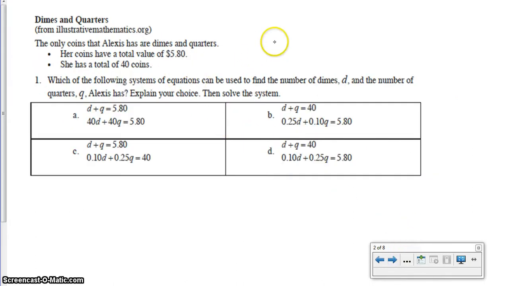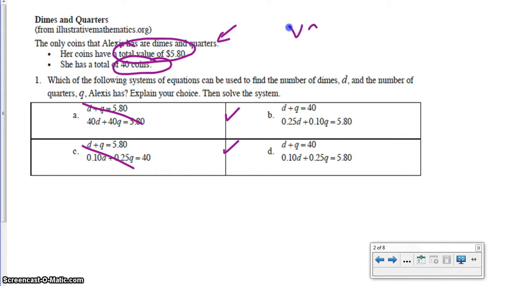Let's take a look at this one. This is another example of standard form. You have a total value of 580, and you have a total of 40 coins. Notice that we have dimes and quarters. Well, if you have dimes and quarters, they're going to use D and Q. The number of dimes and the number of quarters has to equal 40. So right away, bad choice. Either one of these is possible, but then you have to remember the value.